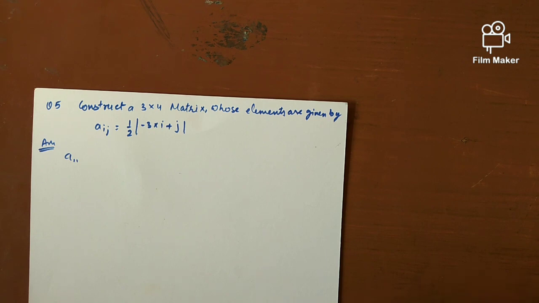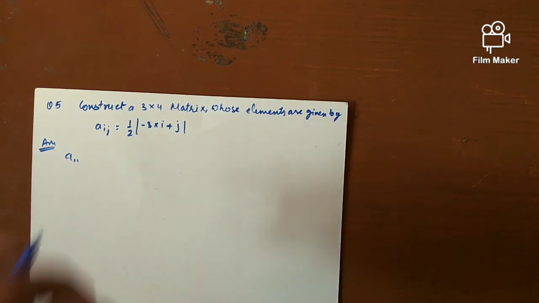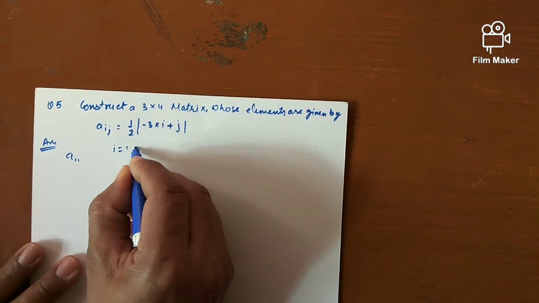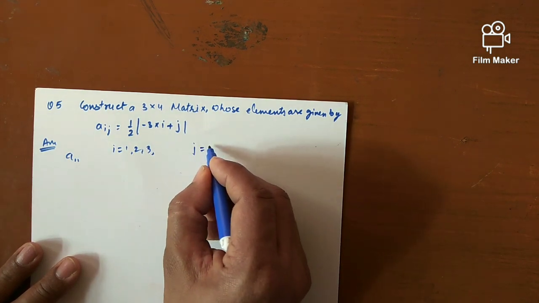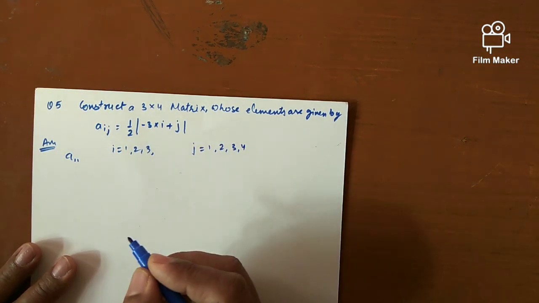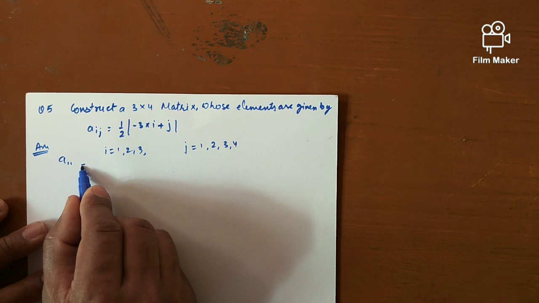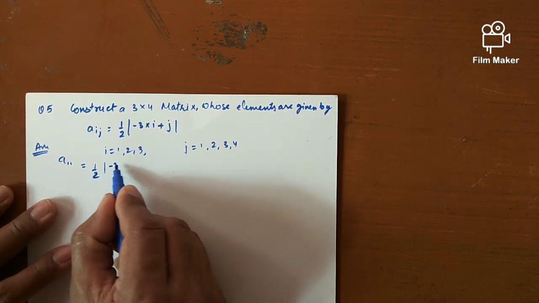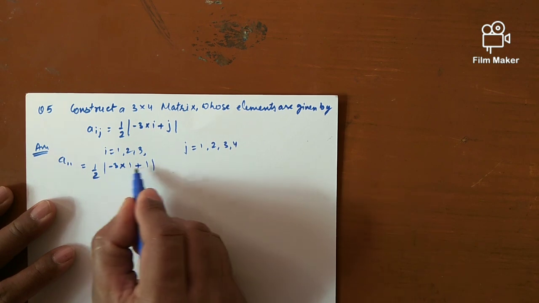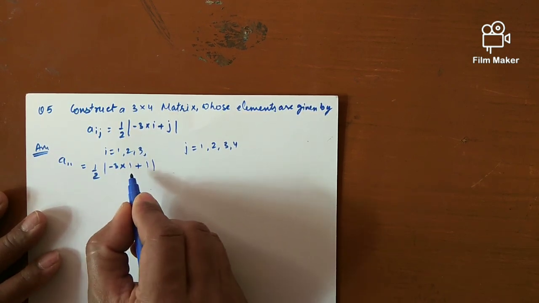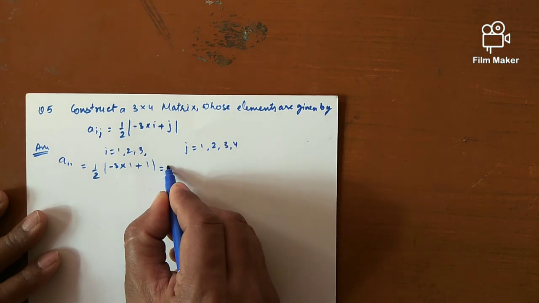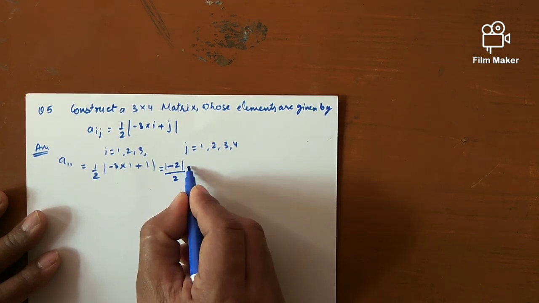This is our question 5, which asks us to construct a 3 cross 4 matrix whose elements are given by aij equal to 1 by 2 modulus of (2 minus 3 into (i plus j))... The values that i can take are 1, 2, 3, and the values that j can take are 1, 2, 3, 4. So we have to put all these values one by one. We'll take first a11 according to the formula. This is 1 by 2 minus 3 into (1 plus 1), inside the modulus sign. The answer is minus 2 upon 2, so it becomes modulus of minus 2 over 2. So it becomes 1.